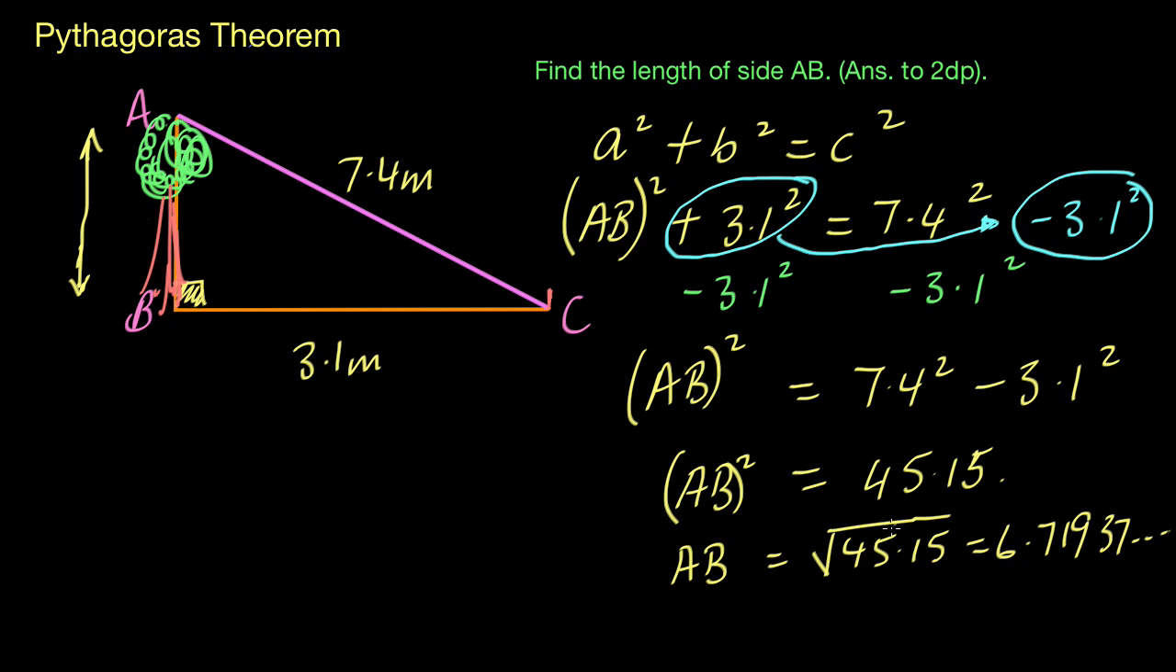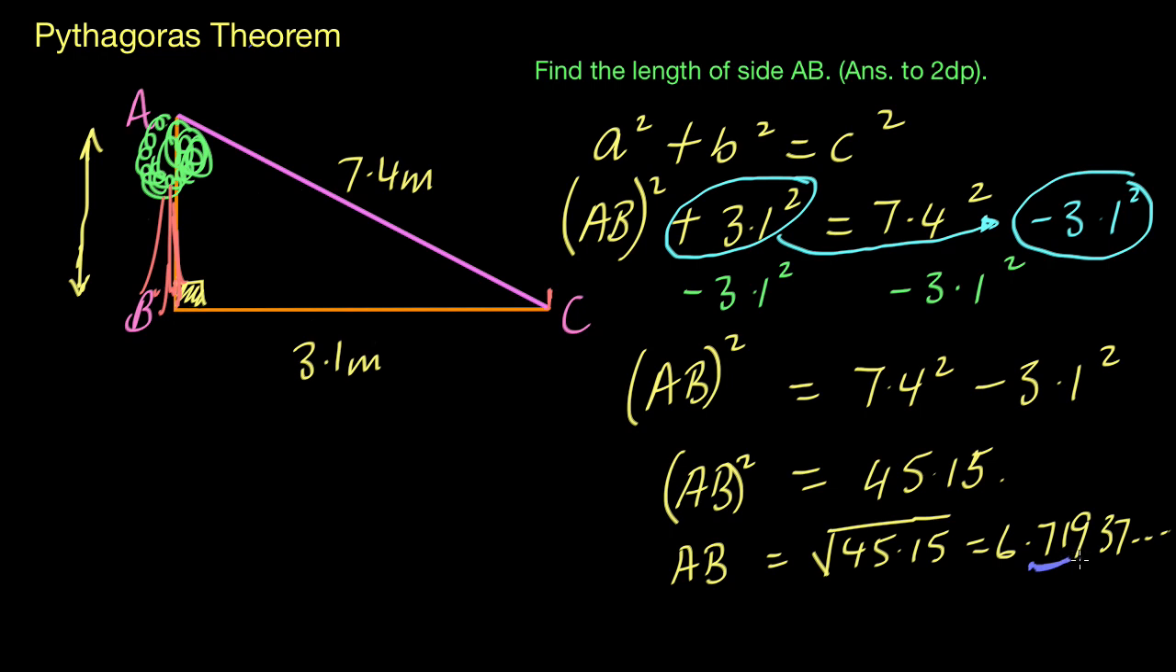Now, we need to consider one more thing. Is that our final answer? Well, it almost is, but if you go back to the original question, it says, find the length of the side AB, so that's the height of the tree, and it wants you to answer it to 2 decimal places. Now, what does it mean by answer to 2 decimal places? It means that you go from the decimal point and you go down 2 values, these two decimal values here. So we've got 6.71.